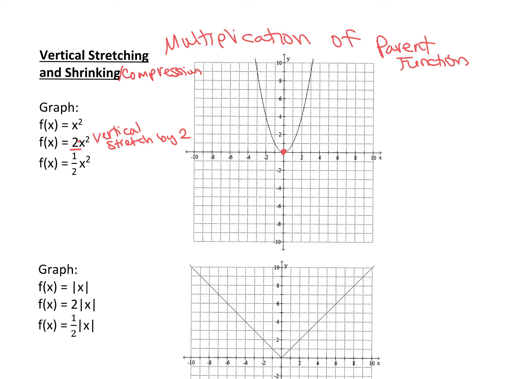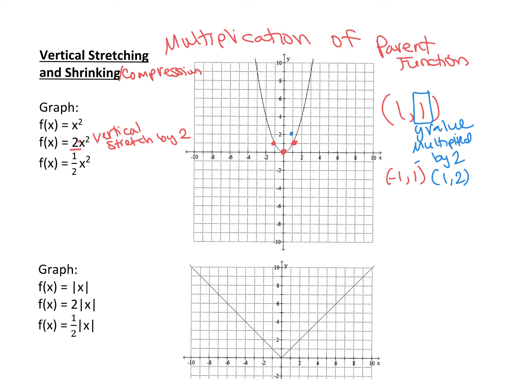But my next ordered pair on my parent function, which is 1, 1, what's going to happen is it's going to make the y value multiplied by 2. So my y value will be multiplied by 2. So that means that new ordered pair would be 1, 2. And then the same thing would happen over here. So that ordered pair is -1, 1. I would do the same thing. Basically all of my y values, I'll be multiplying them by 2.